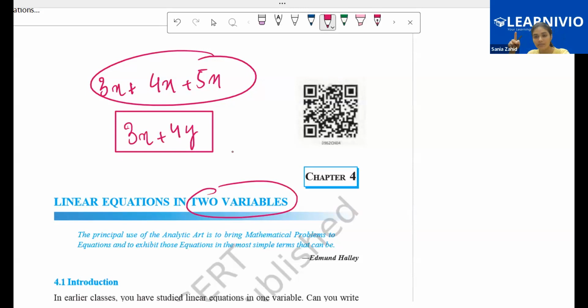But then doesn't the first one have x and the other letter as well? So how is that one variable?